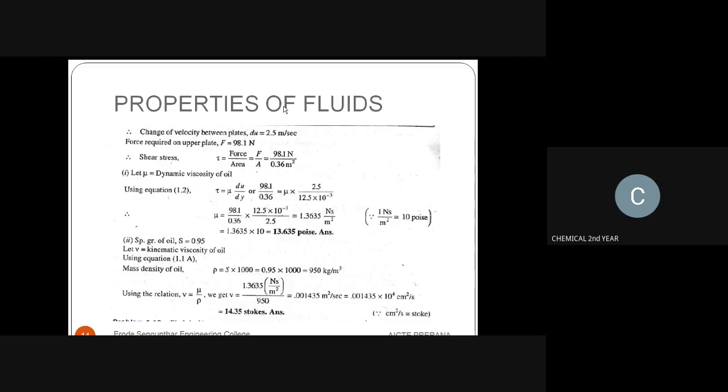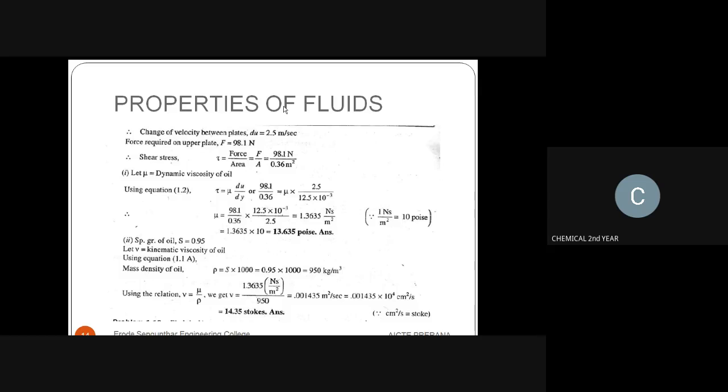So first question is you need to determine the dynamic viscosity of the oil. Right. So for calculating the viscosity, depending upon the Newton's law of viscosity, you need to calculate the viscosity. So use the Newton's law of viscosity. So tau is equal to mu into du by dy. Right. So tau is 98.1 by 0.36. So we don't know the dynamic viscosity. So that is being asked. You give it as x, or you keep it as mu into du. What is du? Du is the change in velocity between the plates. So 2.5 divided by dy. Dy is the thickness of the oil film.